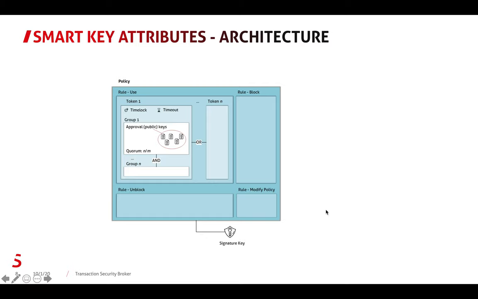So how this looks architecturally: at the core, you have the policy attached to a signature key on a one-to-one basis, and at the core of the policy are a group of approval public keys with a defined quorum. You can define multiple of these groups with an AND logical relationship. And they are grouped in a token within which you can set the time restrictions like time lock and timeout. And then you can combine these tokens with an OR logical relationship. So this gives you really good flexibility and fine-grained control to meet even the most strict or complex policies of any sort of organization.